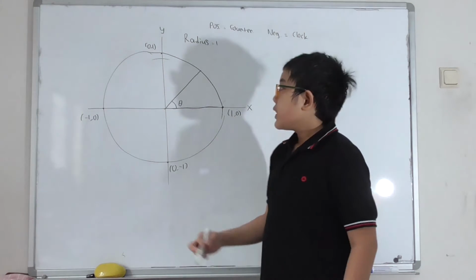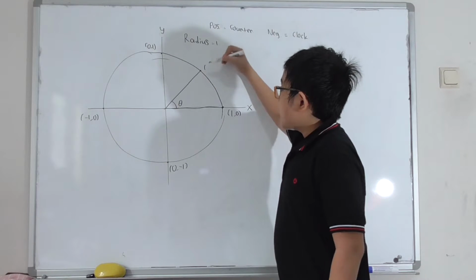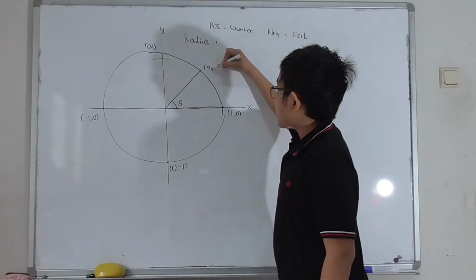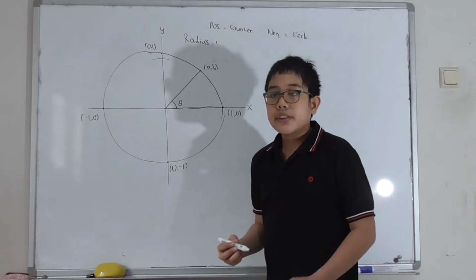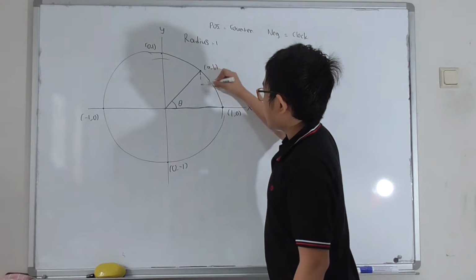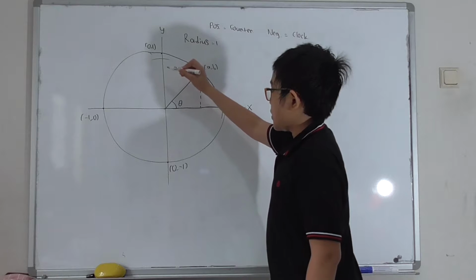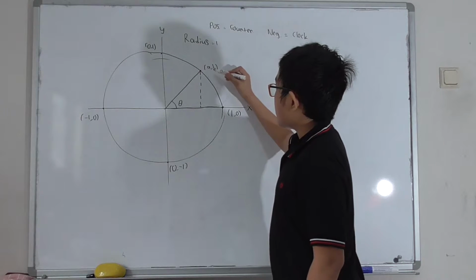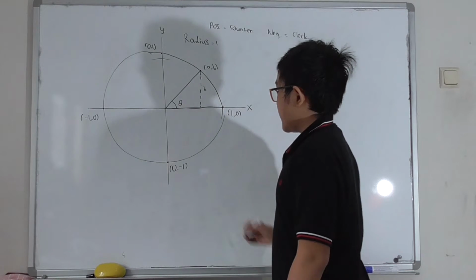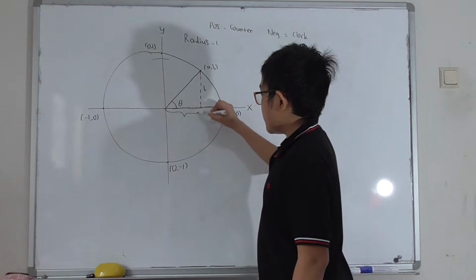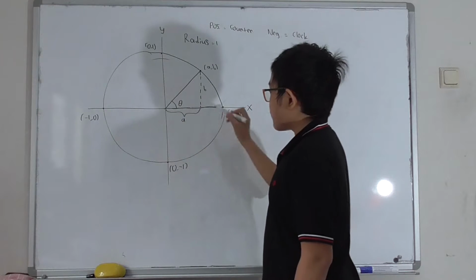And now, let's just say that this point is going to be (A, B). Which means, if you trace a line down here, it will be equivalent to the y value of this point. And then, the y value is going to be B. And then, this one is going to be A, which is the x value.